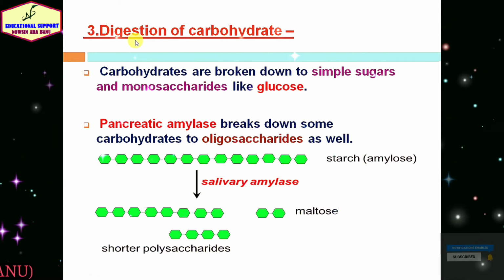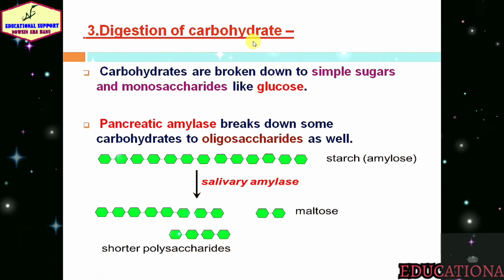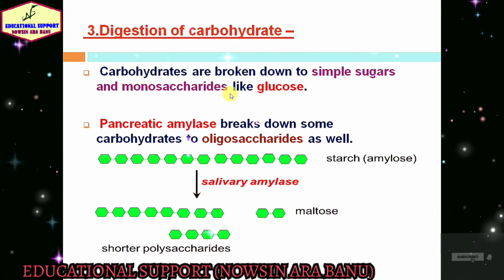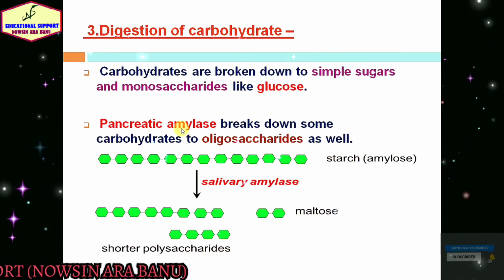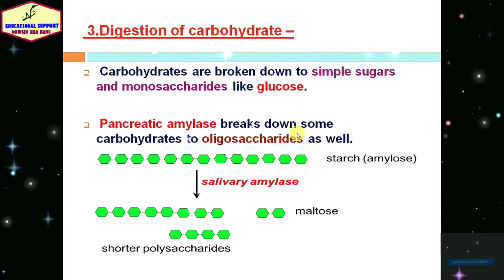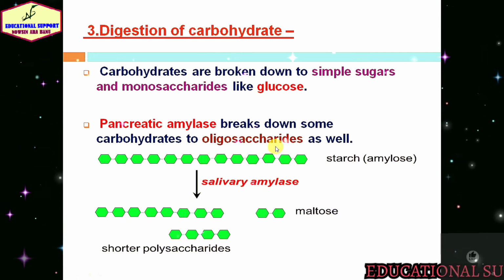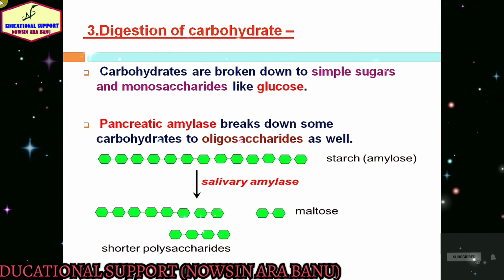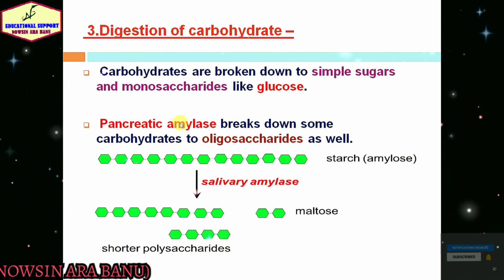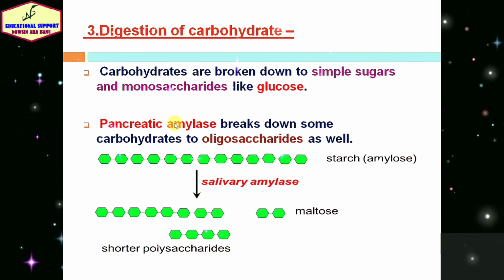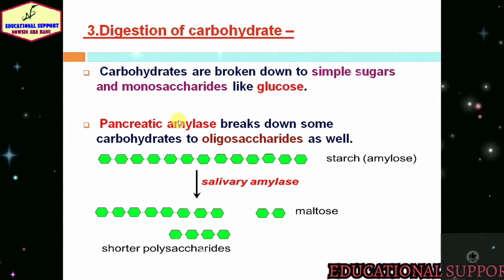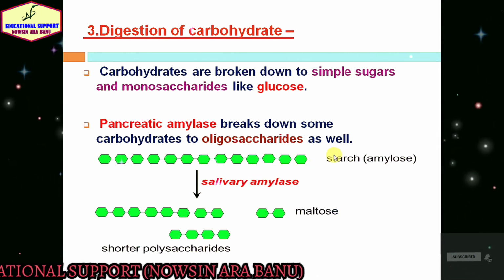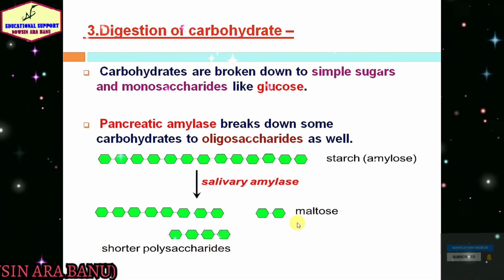Next is digestion of carbohydrates. Carbohydrates are broken down to simple sugars and monosaccharides like glucose. Pancreatic amylase breaks down some carbohydrates to oligosaccharides as well. So what is pancreatic amylase? Pancreatic amylase is the amylolytic enzyme present in pancreatic juice, and it converts starch into dextrin and maltose.